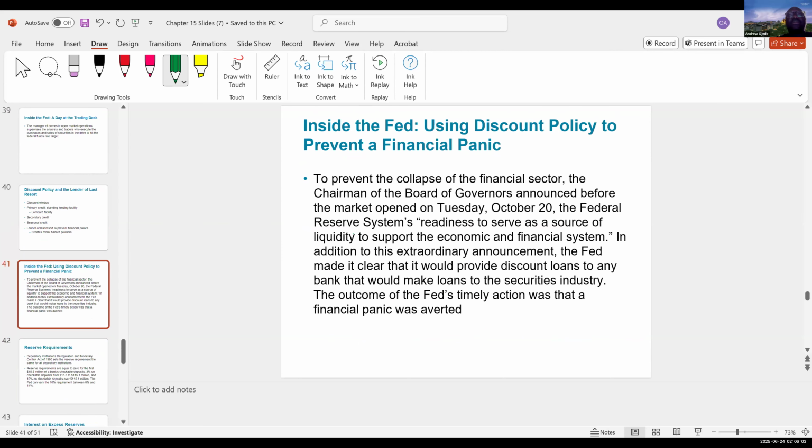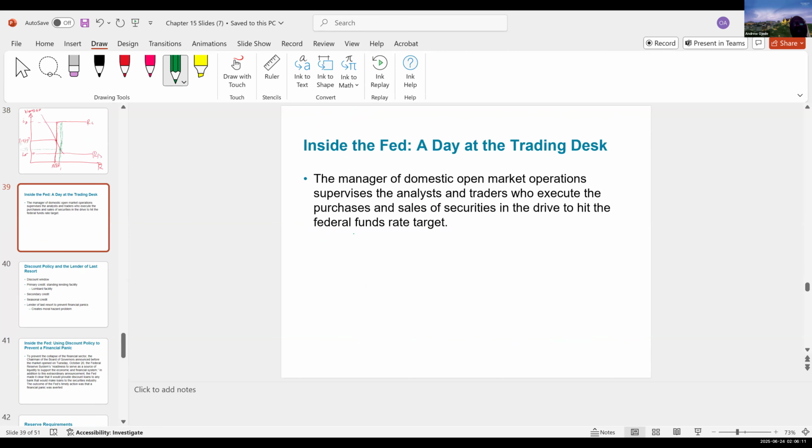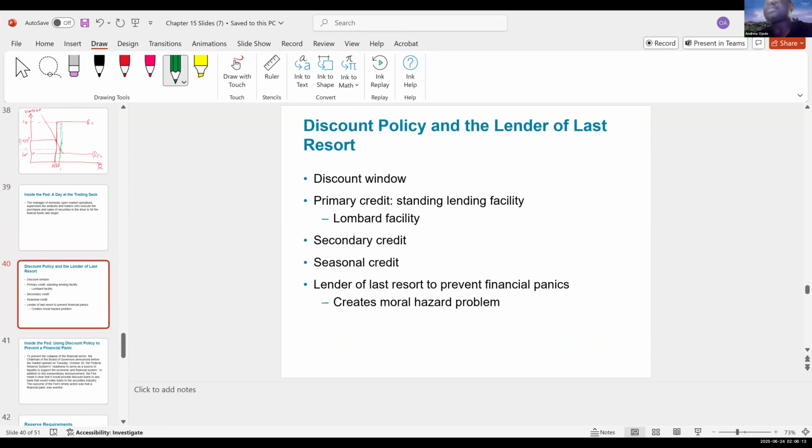Okay. So let's talk briefly about the last part of this chapter that remains. Let's talk about the discount policy, because the Federal Reserve is the lender of last resort. So the discount window policy is implemented. There are 3 different types of markets. There's what we call the primary credit market and the secondary credit market.